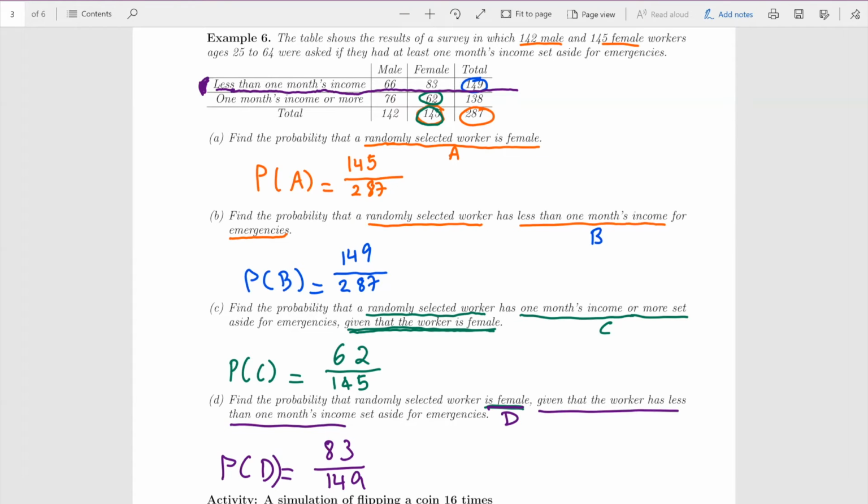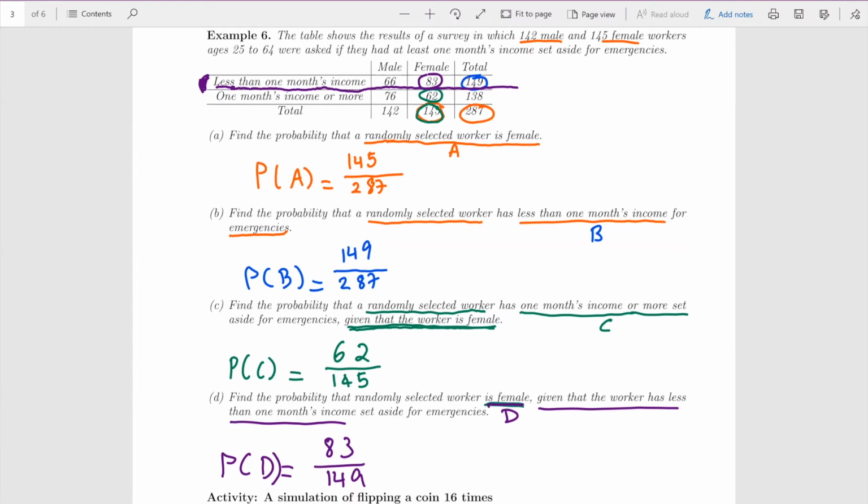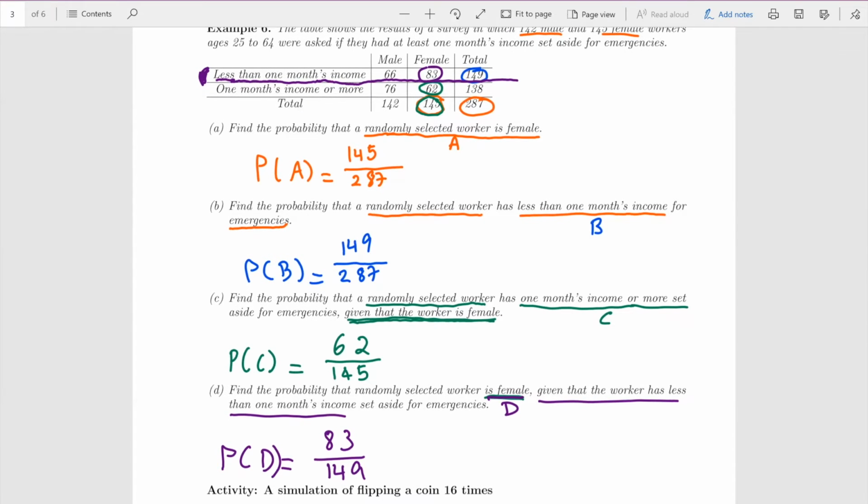This is the probability of picking a female. So again, you reduce the population down to just the responses that have less than 1 month's income, and the total is 149. And the probability of picking a female out of this subpopulation is 83. So the answer for this question is 83 over 149.